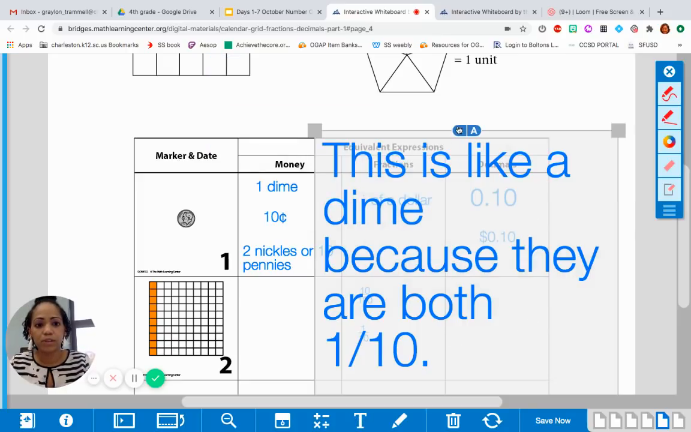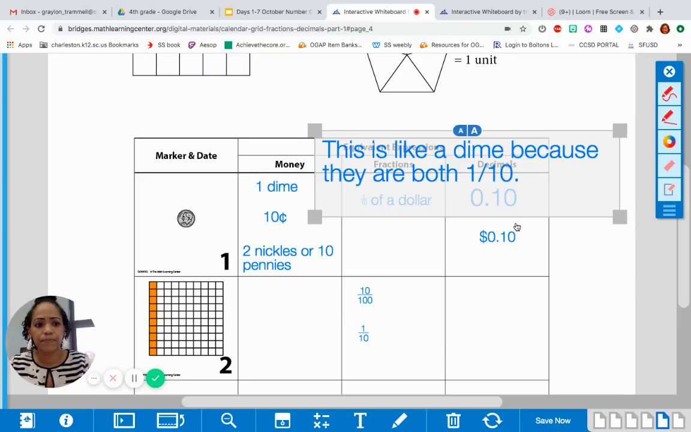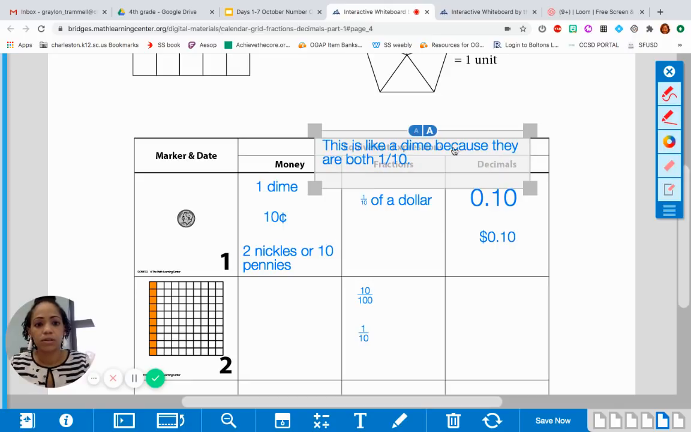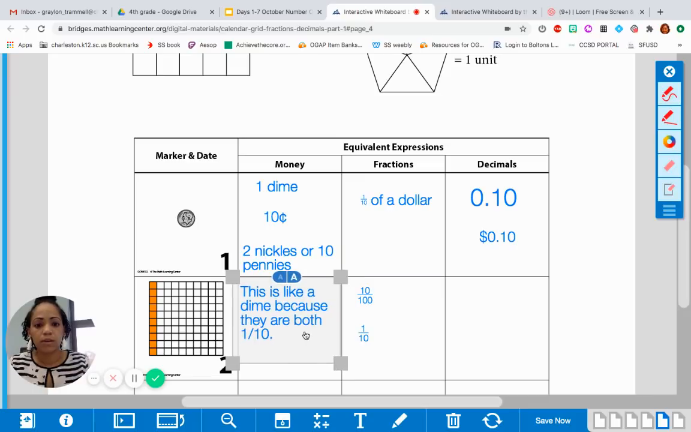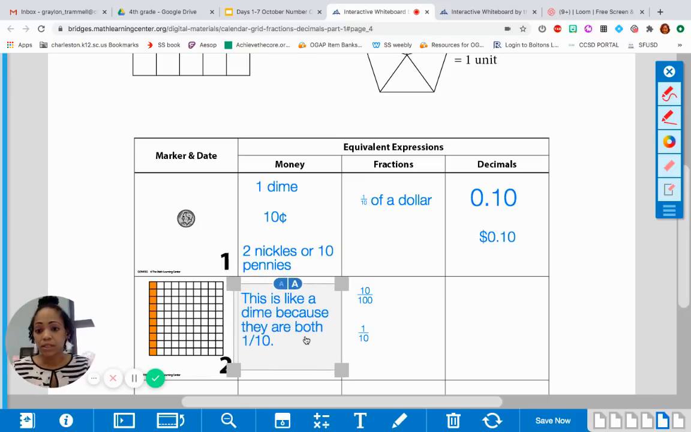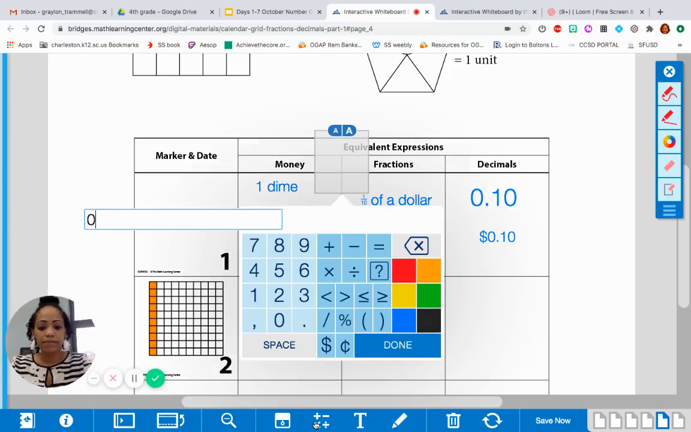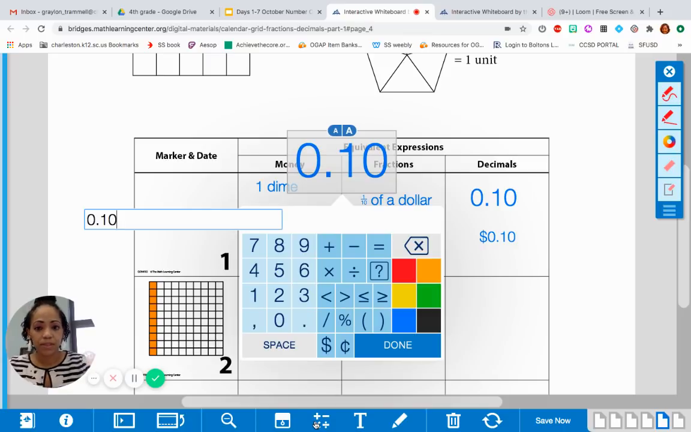Everybody agree with that? Y'all see where I got that from, right? I hope so. Let's make it a little bit smaller so it can fit. Okay, so the dime is 1/10. This column is 1/10. And I just showed you what it looks like if I circle those 10 groups of 10, which is really what we have. So then how do I write that as a decimal? Right, just like we did up here, where we have 0.10.